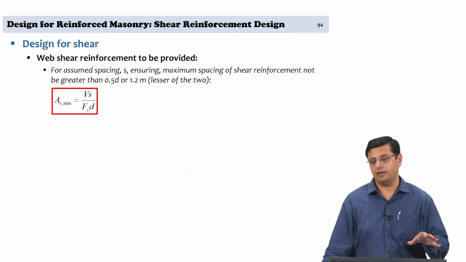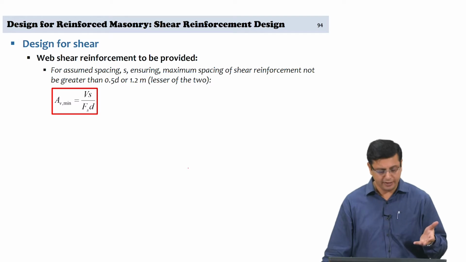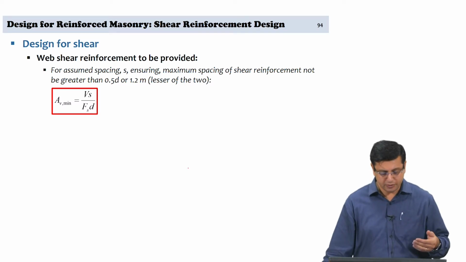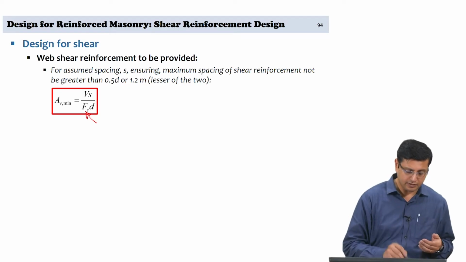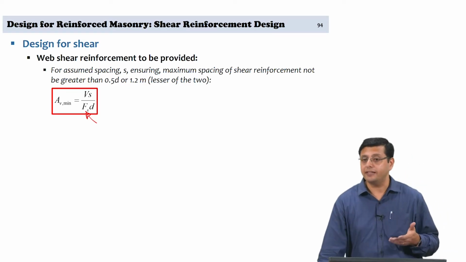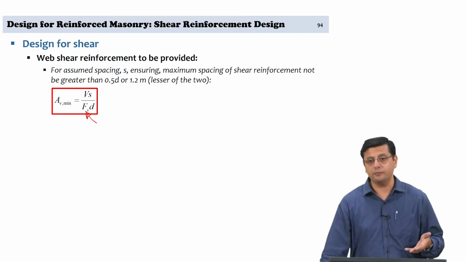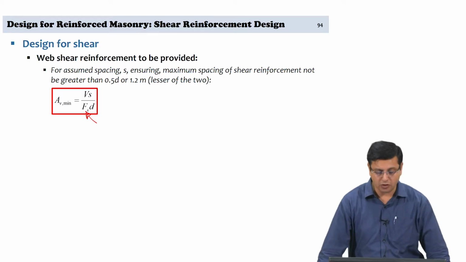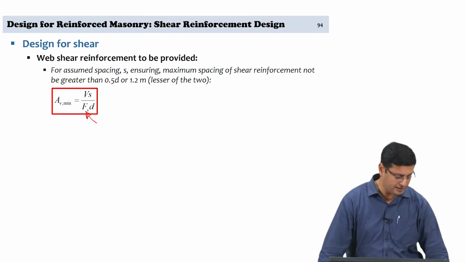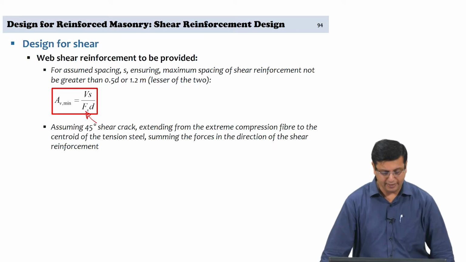The minimum area of shear steel that you would be providing would be the shear force V into the spacing that you have assumed, divided by Fs times d. Fs is the permissible tensile stress of the steel that you are using for the construction, and d is the effective depth. So, this is basically arrived at from a very simple assumption.